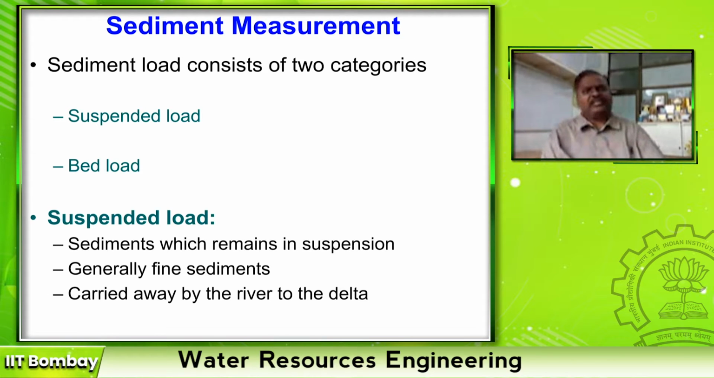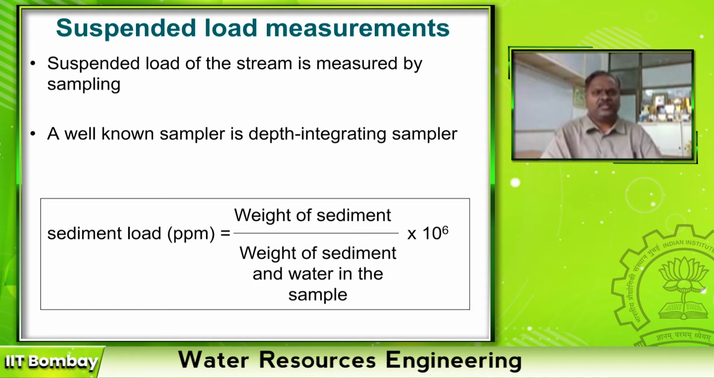Thus, as I said, the sediment load consists of two categories: suspended load and bed load. The suspended load, which remains in suspension, is generally fine sediments carried away by the river to the delta. The suspended load in the stream is measured by sampling. Take 1 liter of water, filter it, find out what is the sediment trapped in that, and then the weight of the sediment to the weight of the sediment and water. It's a percentage, in ppm.